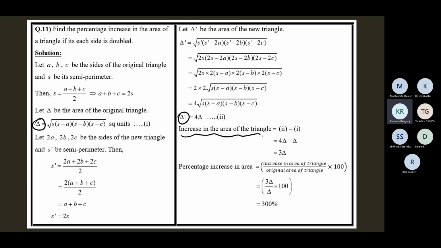So the increase in the area of the triangle is the new area minus the original area, that is 4 delta minus delta, which is 3 delta. Percentage increase in area is equal to increase in the area of the triangle by original area of the triangle into 100. So 3 delta by delta into 100. Delta and delta get cancelled. 3 into 100 is 300. 300%.